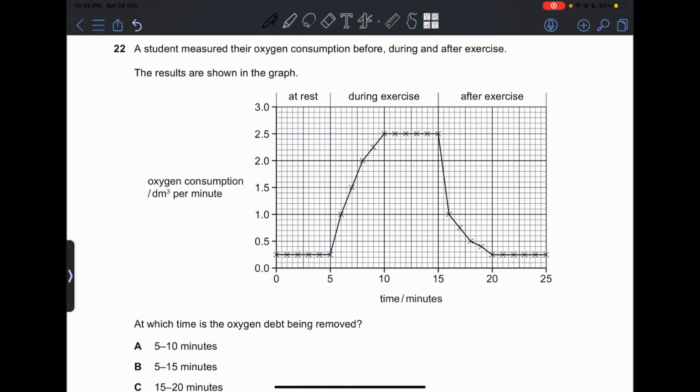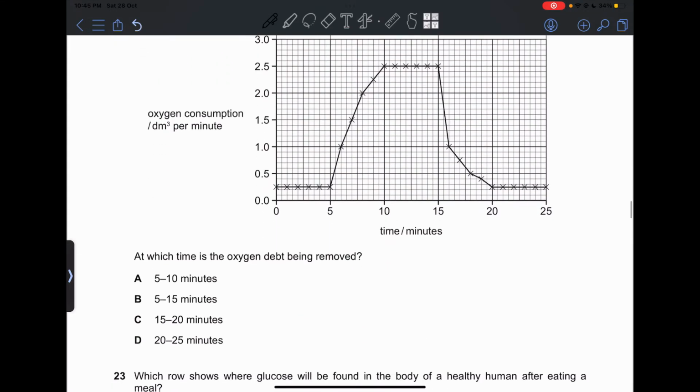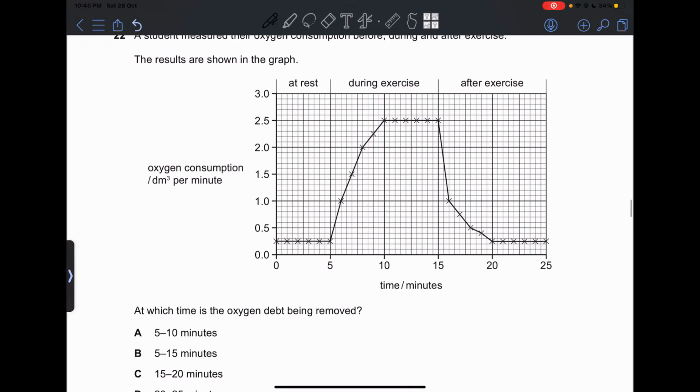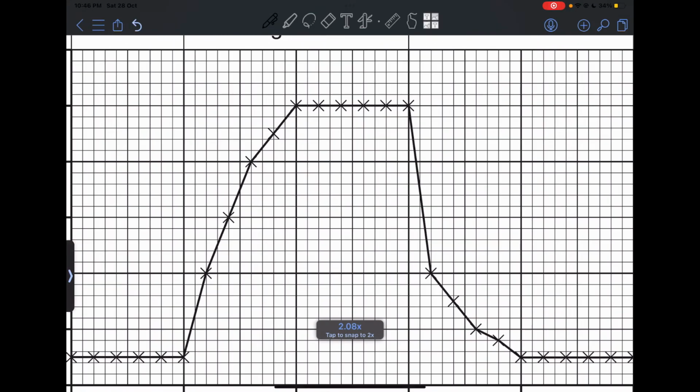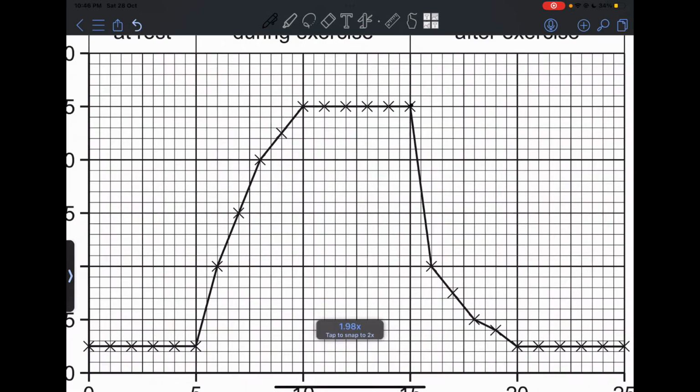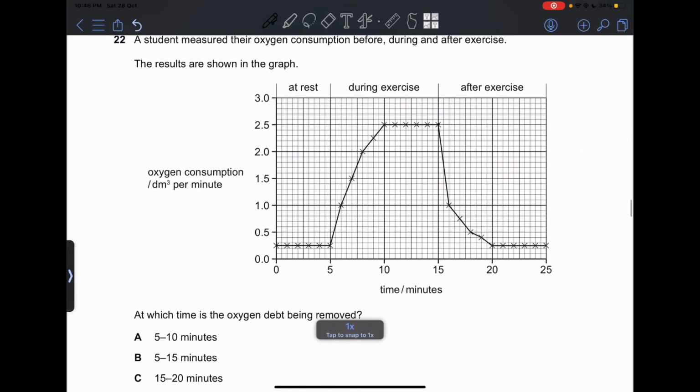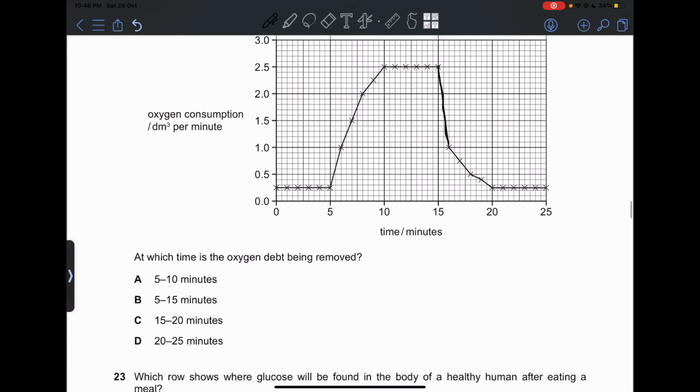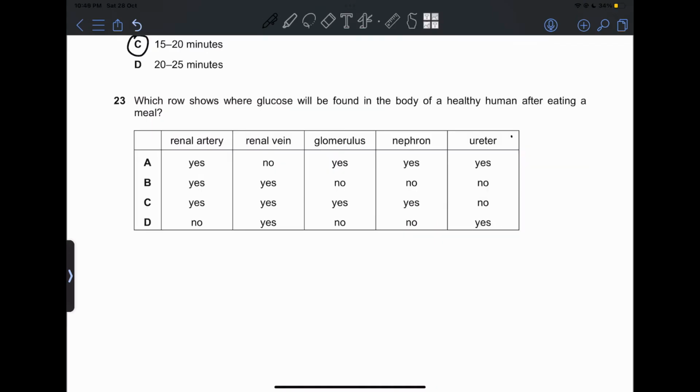22. A student measured their oxygen consumption before, during, and after exercise. The results are shown in the graph. At which time is the oxygen debt being removed? So we can see we're going to be looking at the point where the oxygen consumption really decreased and started to fall off like this. This is from minute 15 to 20, so our answer is going to be C.